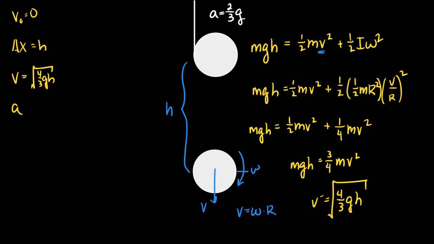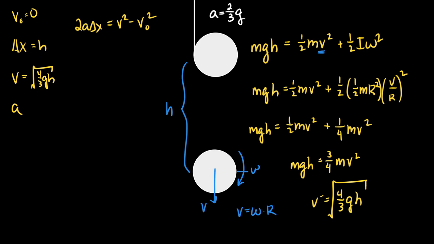Now, I think that there's a motion equation that has these four things in it. Do you? Can you tell me what it is? What's that? 2a delta x equals v squared. That's it.